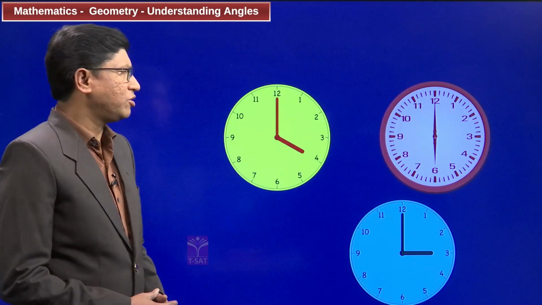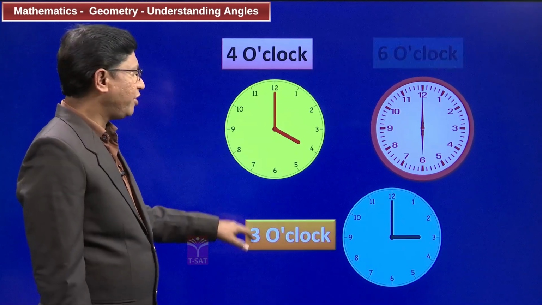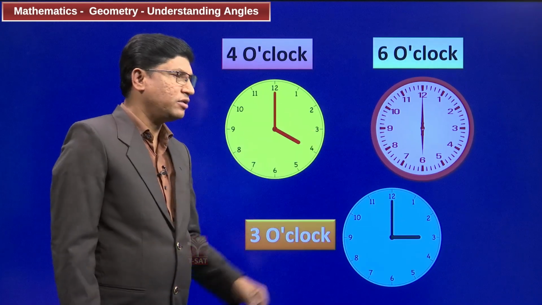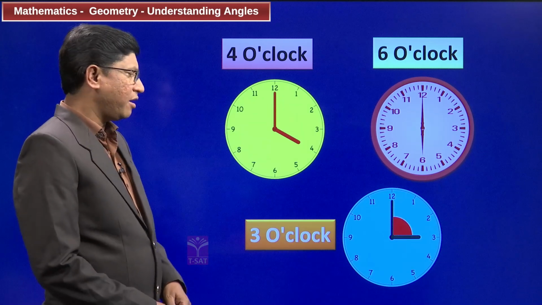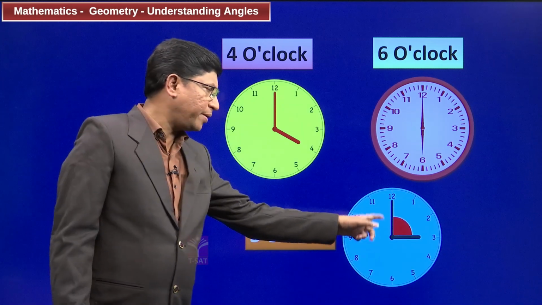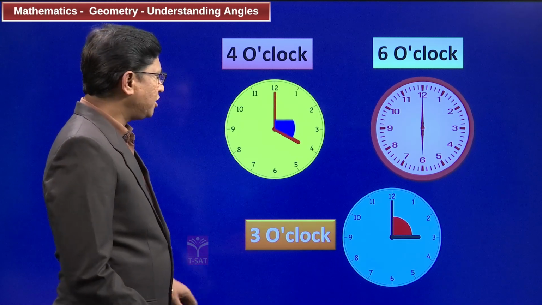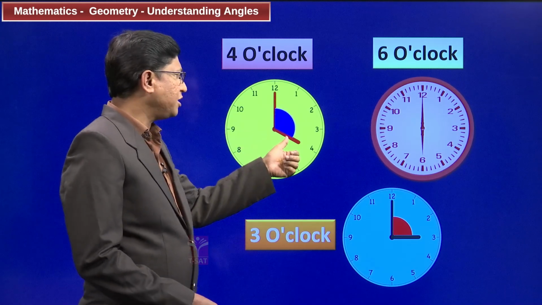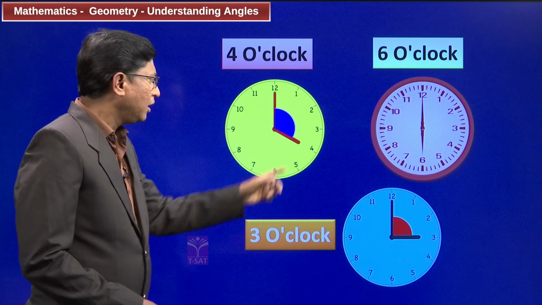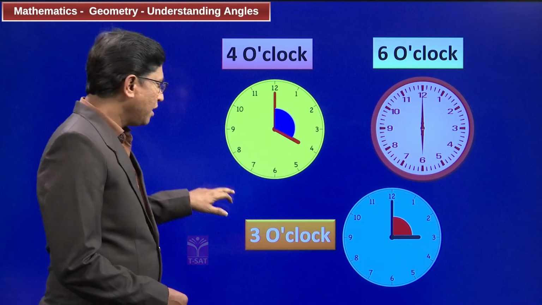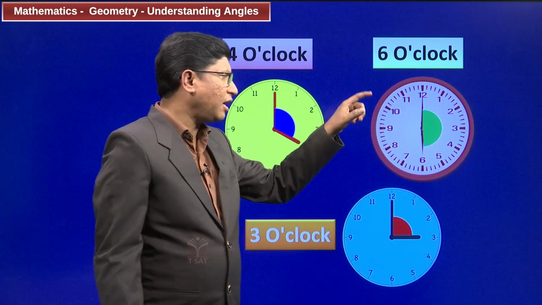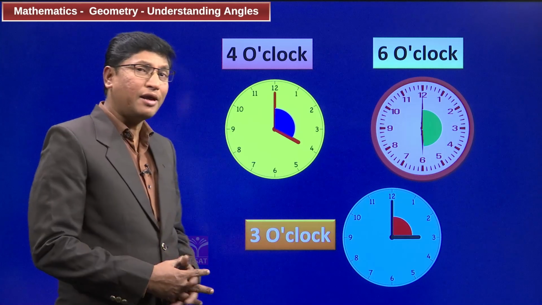Take a look at these clocks on your screen. If you notice, we have 3 o'clock, 4 o'clock and 6 o'clock. Now what exactly is happening here? You can see an angle is formed between the two hands of this wall clock. Now take a look at this one. Again you can notice an angle is established between the two hands of this wall clock. In a similar manner, you can see an angle is formed and all these angles are different, children.